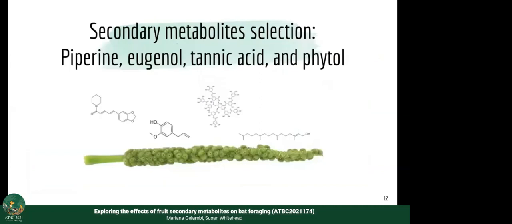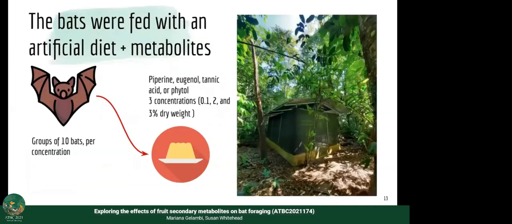I selected 4 secondary metabolites: piperine, eugenol, tannic acid, and phytol. These metabolites naturally occur in Piper fruit, and they are commercially available. I conducted behavioral trials in a flight cage located in the middle of the forest, and I fed the bats an artificial diet that had banana, protein powder, and supplements, and I individually added the 4 compounds I mentioned.